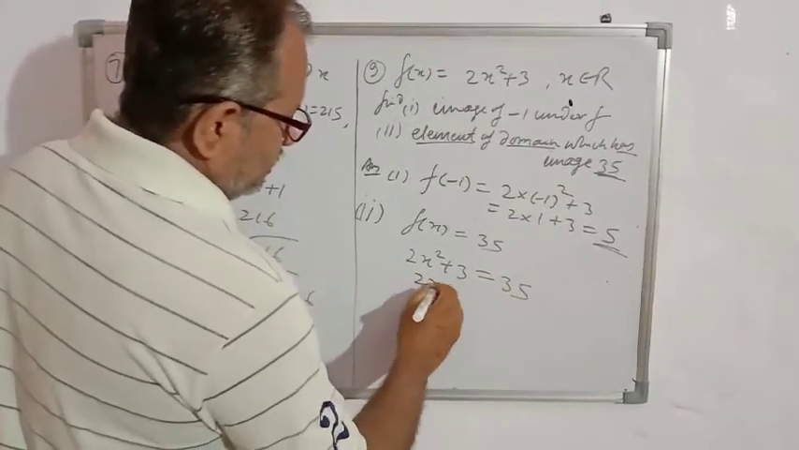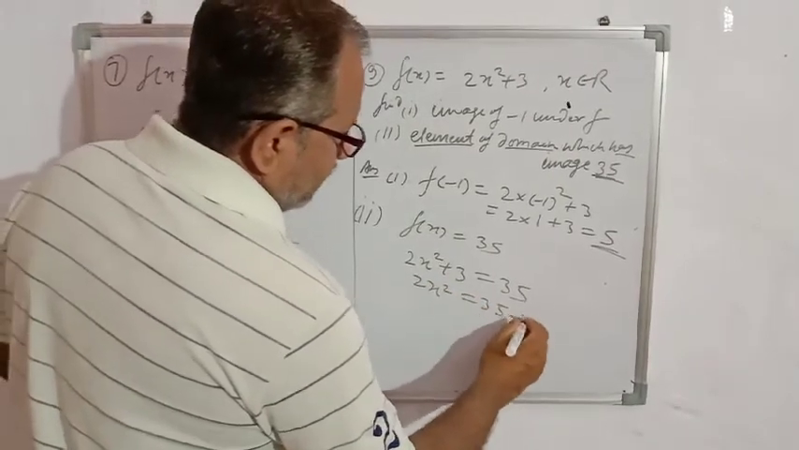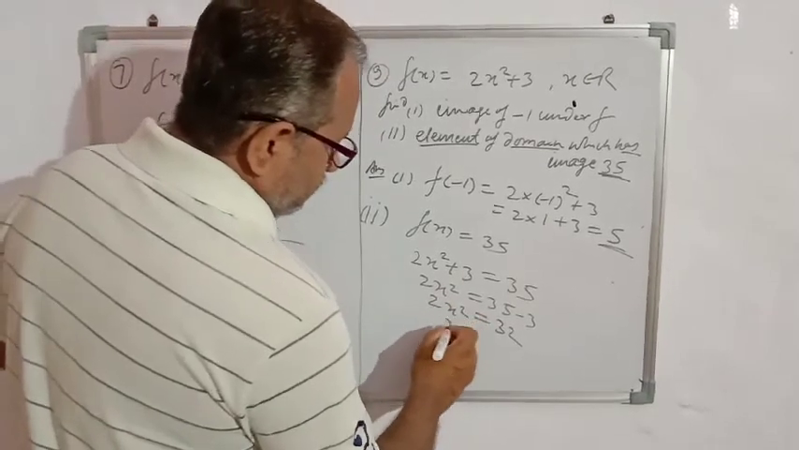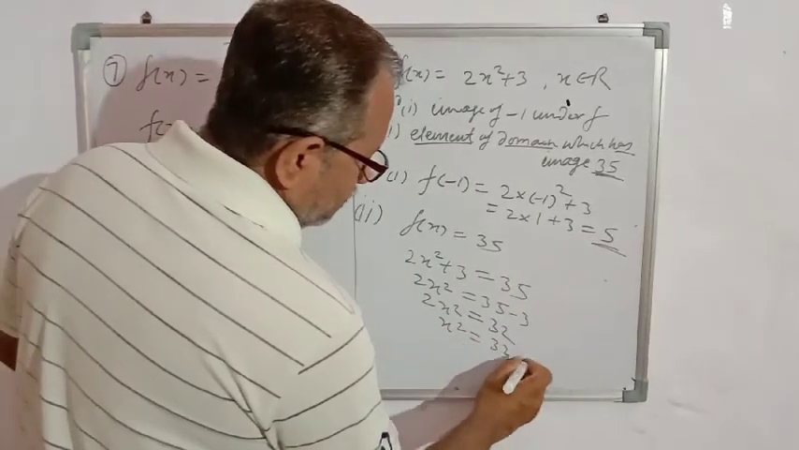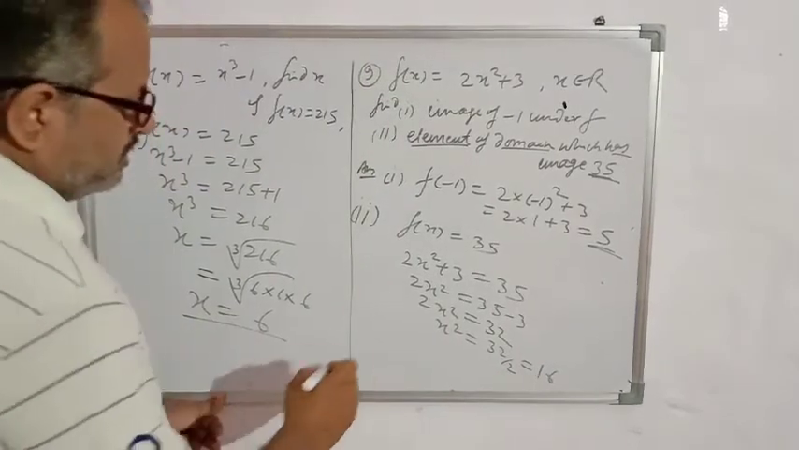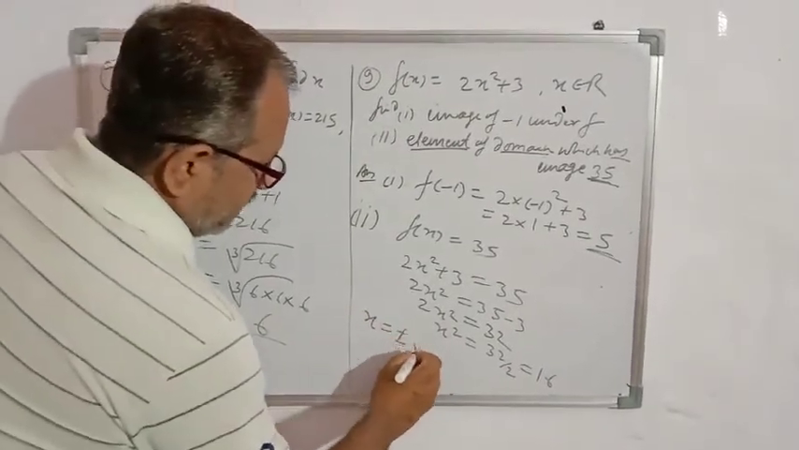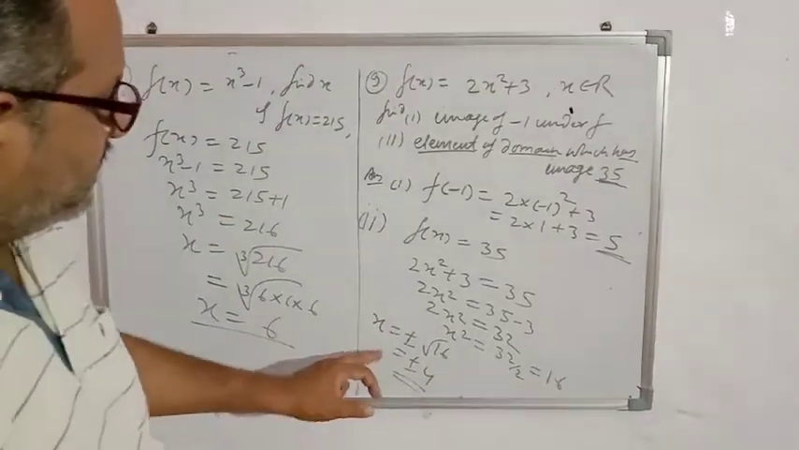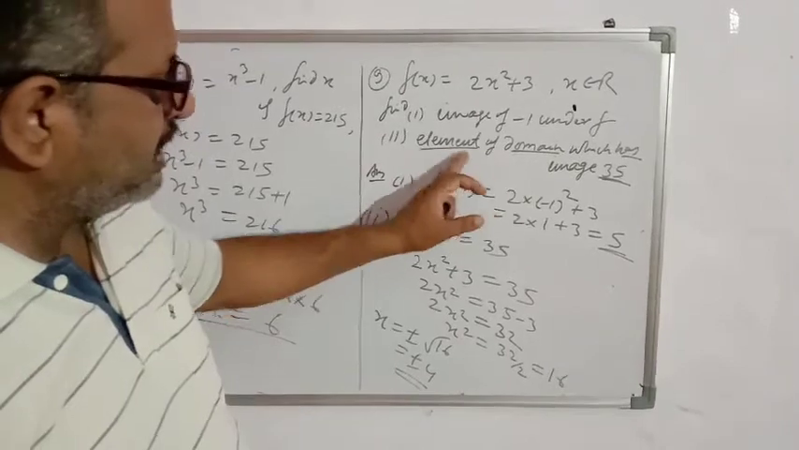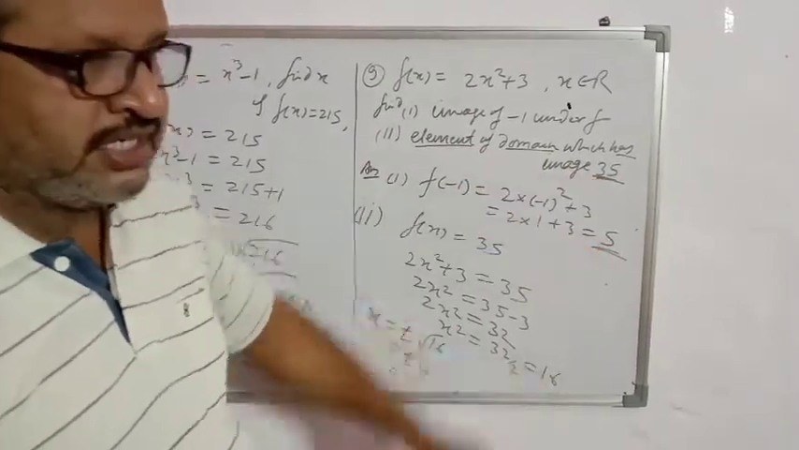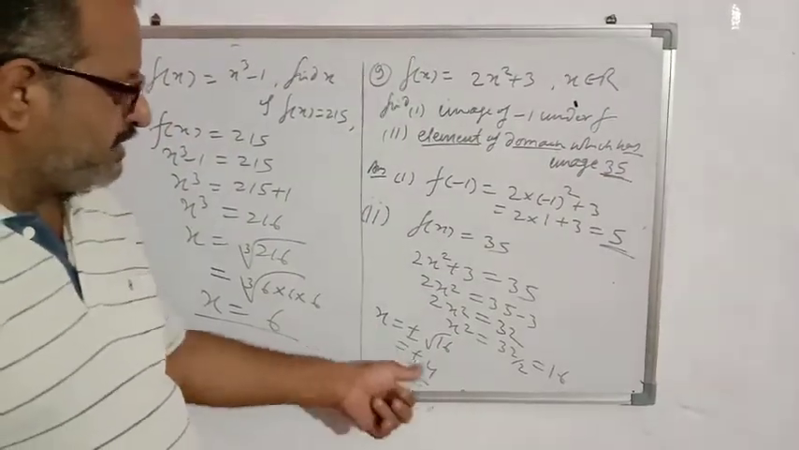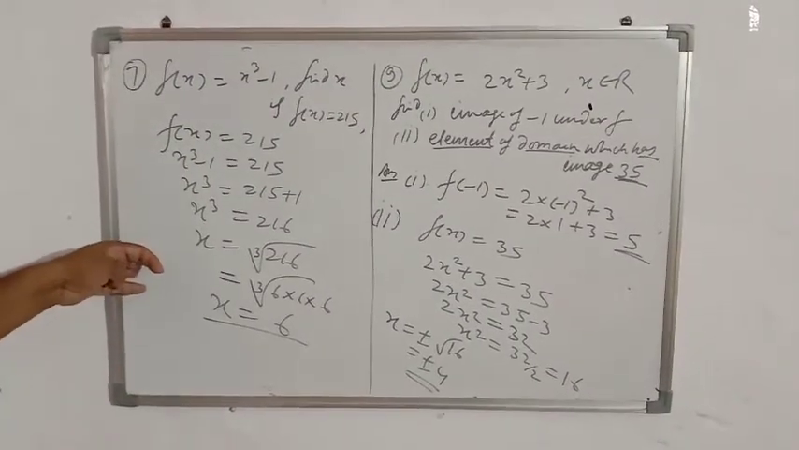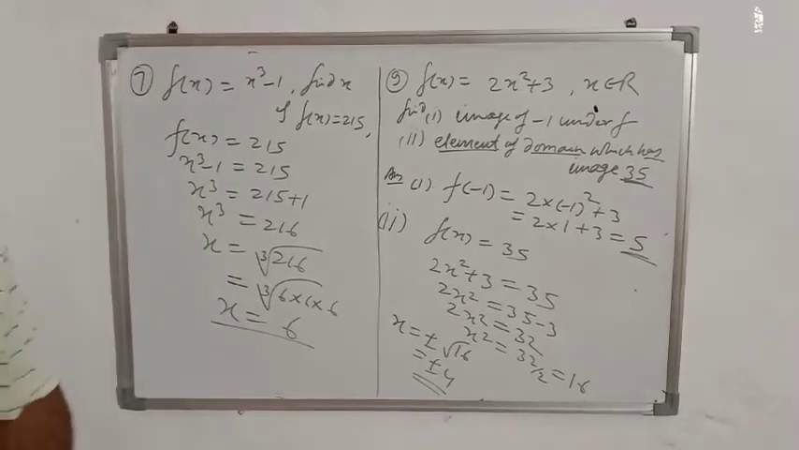Transpose 3. 2x square is 35 minus 3. It is 32. So what will be x square? 32 by 2, 16. So what will be x? Plus minus under root 16 means plus minus 4. So we will get two elements in the domain, plus 4 and minus 4, for which the image is 35. So x will come plus minus 4. So it was question number 7 and 9. We will discuss some more questions.